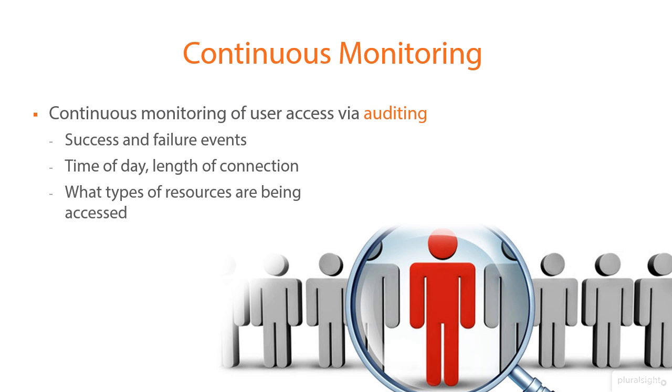And then also, as I mentioned, what types of resources are being accessed? We should monitor this. For instance, you might see that user A, who is in the copy room or the mail room, or maybe a data entry clerk, is trying to access executive files and folders, or trying to access something that's completely outside of their scope of responsibility. Well, that should obviously raise a red flag.